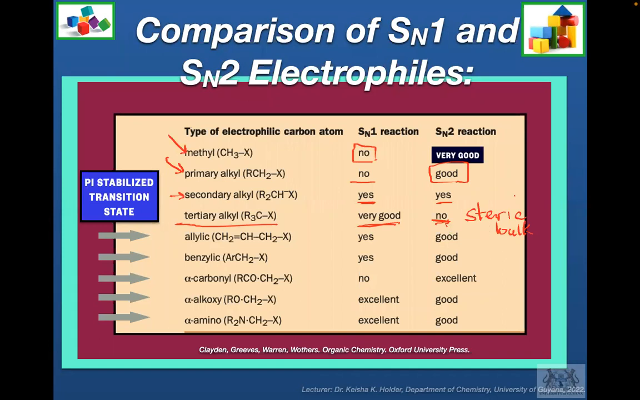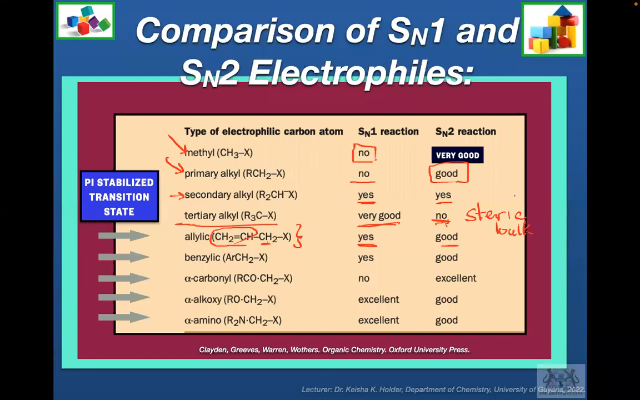Allylic electrophiles give us good SN1, and that means that in spite of the fact that you may have a primary substituted carbon where your leaving group is attached, once you have your adjacent double bond, you will be able to access the SN1 mechanism. However, SN2 is also possible with those electrophiles.